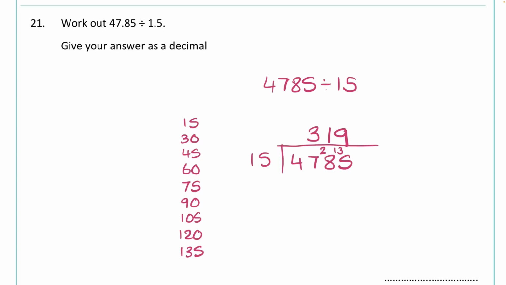Now to figure out where the decimal goes, what I'm going to do is I'm actually going to use a process we used earlier, and that's to estimate this calculation. So if I estimate this calculation, that would be 50 divided by 2, which is 25, which is going to help me figure out in terms of place value exactly where that decimal goes. So it's got to be close to 25. So instead of 319, it's going to be 31.9.